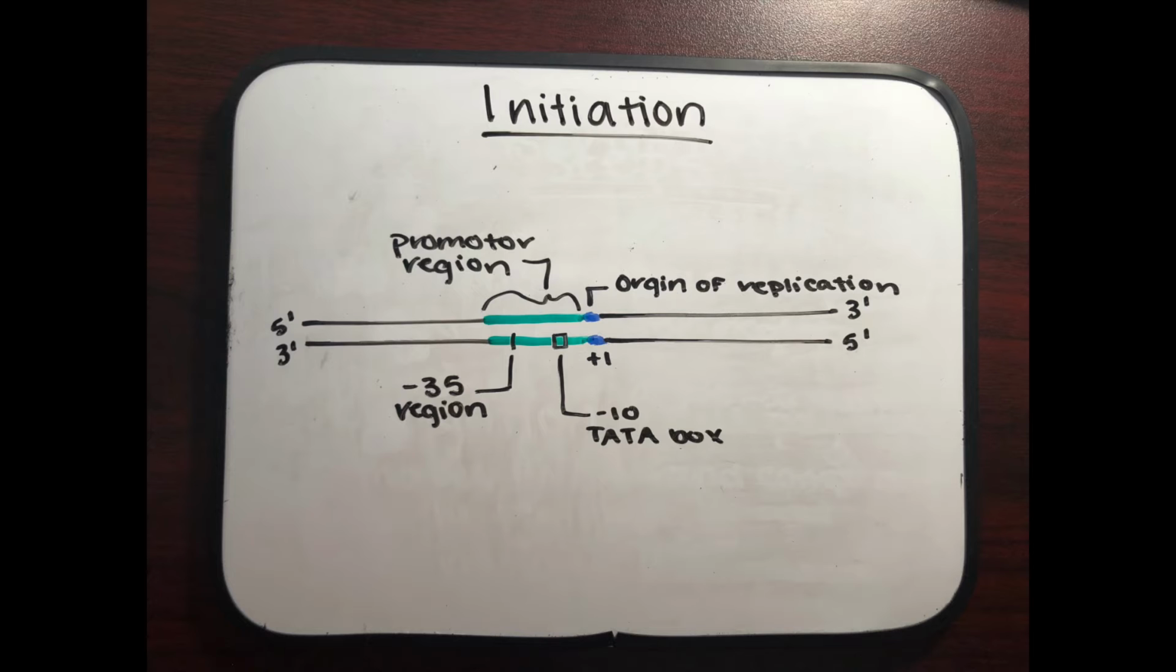Most promoter regions have a consensus sequence, or an average of commonly encountered nucleotides at the -10 region. This is called the Tau box, and there are other promoter regions at the -35 section of the DNA.